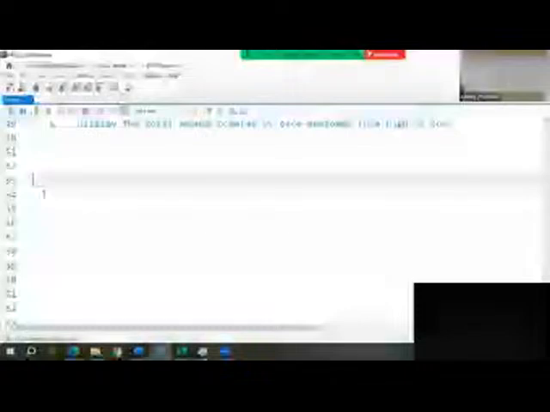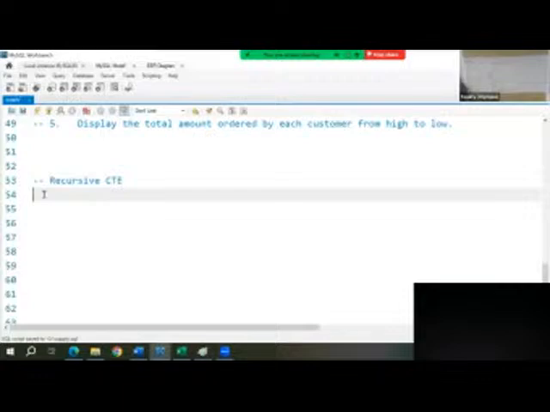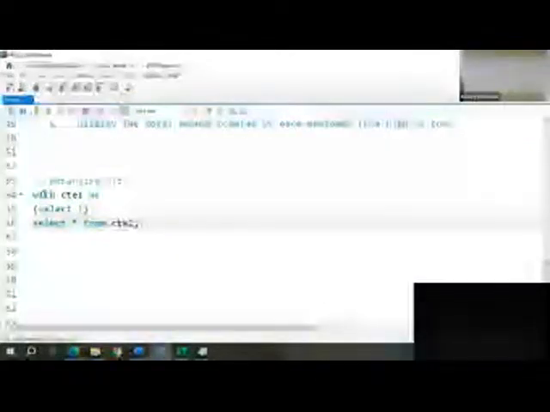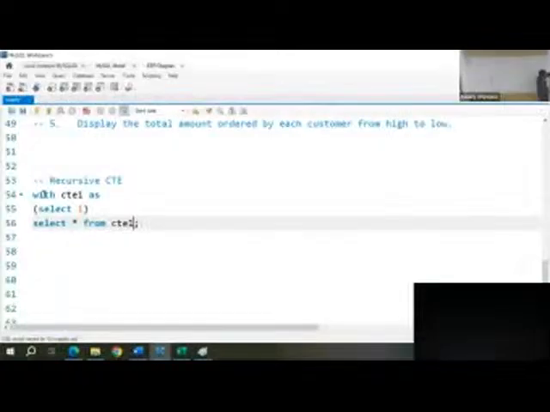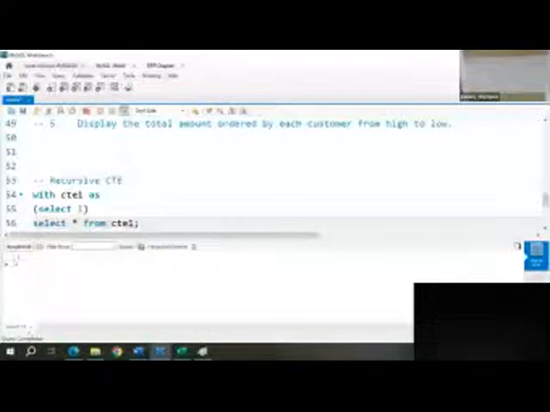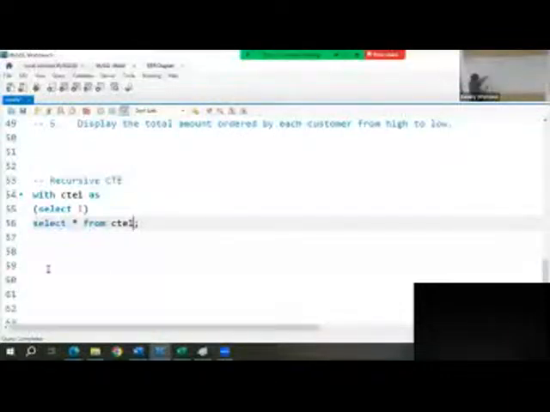How is this done? Recursive CTE. You know what a CTE is, right? WITH CTE AS (SELECT 1) SELECT * FROM CTE. This is a normal CTE, very bare bones. If I run this, I'll get 1, because there is nothing else inside it. I just wrote select 1, so I got just 1. Now, how do I make this CTE keep generating 1, 2, 3, 4, 5? I cannot just write select 1 union select 2 union select 3 manually.